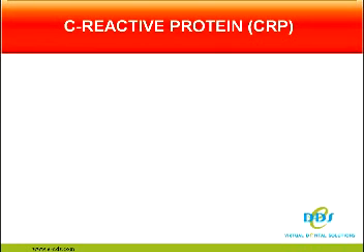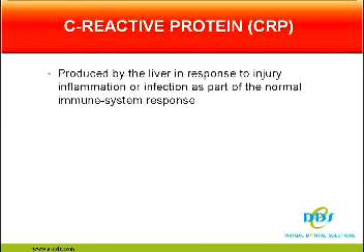C-reactive protein, or CRP. It is produced by the liver in response to injury, inflammation, or infection as part of the normal immune system response. CRP is an attractor of the inflammatory mediators. So, for example, if we had a splinter on our finger or in the presence of gum disease, CRP is produced by the liver, and it will go to the finger or the gums and attract those mediators necessary to fight off the injury, the inflammation, or infection.